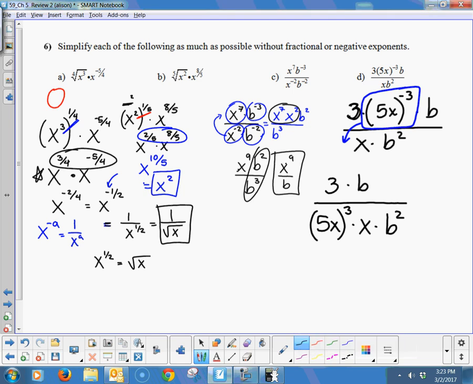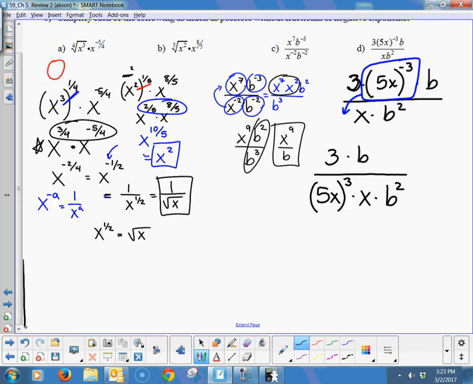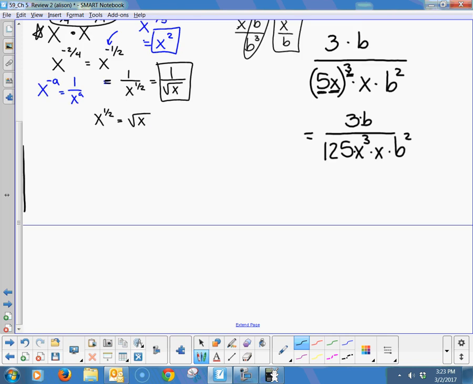Okie dokie, now it's cleanup time. So, I know that the top has a 3b, 3 times b. 5x to the 3rd means the 5 is cubed, 125, and the x is cubed, x cubed, times an x, times a b squared. And now I'm hoping that people see that some b's cancel. You have a b up top and 2 in the bottom, and some x's combine, because that's an x to the 1st. So final answer, we get 3 over 125, x to the 4th, and a b left over.